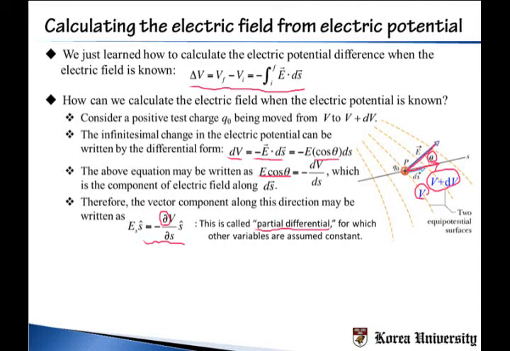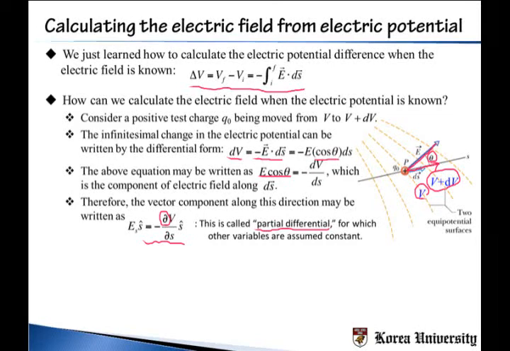Suppose this S is X, and if V includes Y and Z, then you assume Y and Z are constant, so you are taking a differential only with respect to X. Okay, that's the case.